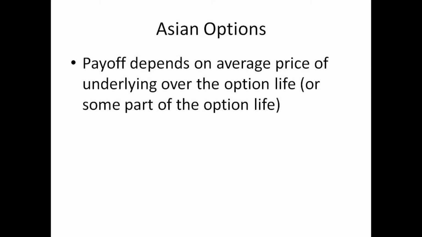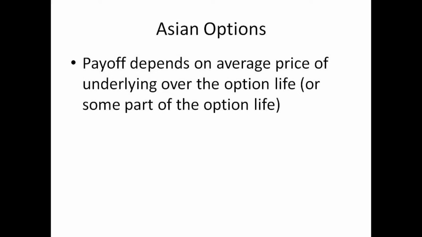The next exotic that we're going to look at are called Asian options. It's worth noting that when we talk about things like American options and European and Bermudan options, they're really just names given to them. So an Asian option isn't an option that's particularly traded in Asia. It's simply just a name that's been given to it.